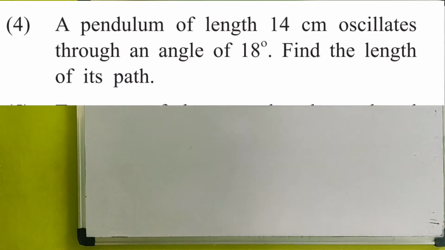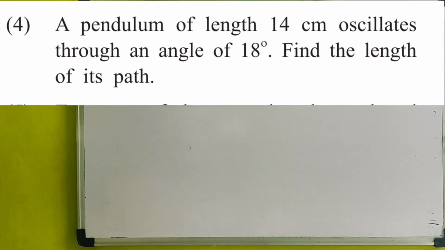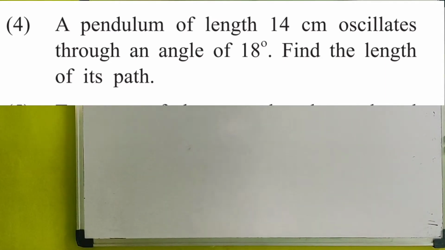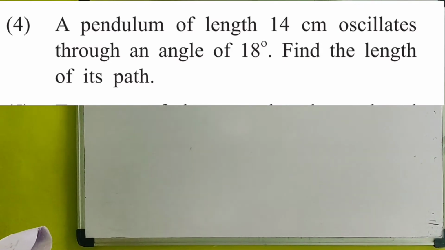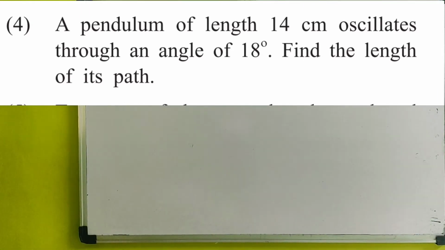Yeah, so see the next question, question number 4, exercise 1.2, on the board. A pendulum of length 14 centimeter oscillates through the angle of 18 degree. Find the length of its path. What is given in the question? A pendulum of length 14 centimeter oscillates through an angle of 18 degree. Find the length of its path.